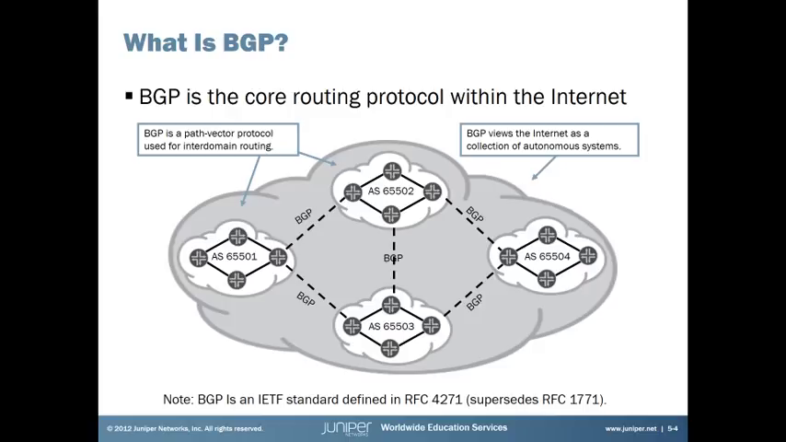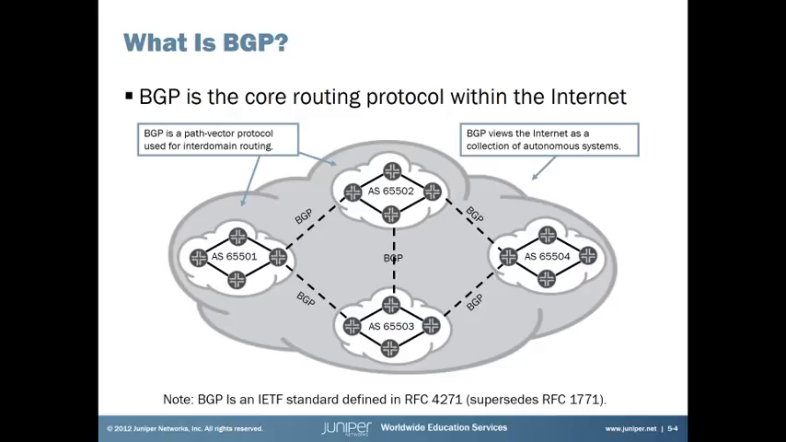Okay, so let's just get into this a little bit. So we've discovered that BGP is the core routing protocol of the internet. In fact, it's in RFC 4271, which supersedes the previous RFC of 1771. About 10 years in between those two RFCs. So it's described as a path vector protocol used for inter-domain routing, inter-autonomous system routing. So BGP views the internet as a collection of autonomous systems.